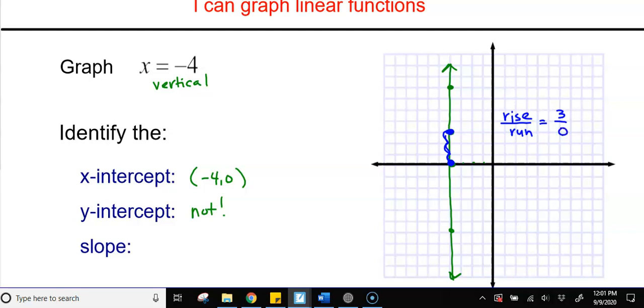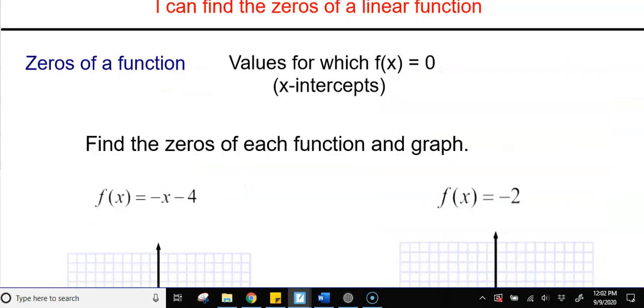Okay, that's a problem in math. If you try to do 3 divided by 0, it doesn't work. Your calculator will say error or undefined or something like that. So I would say that this slope is undefined. It's not 0. It would be 0 if it was a horizontal line, but a vertical line has an undefined, impossible slope.